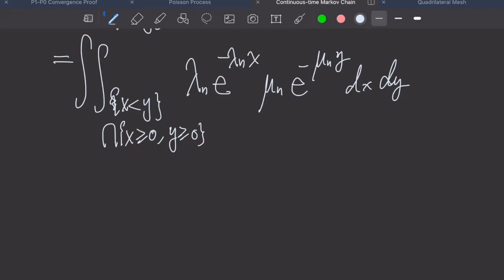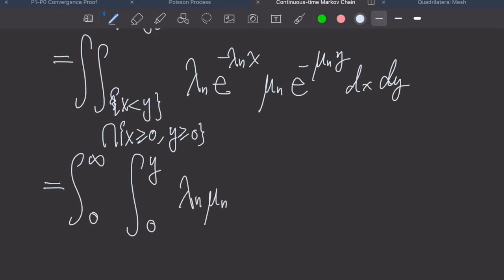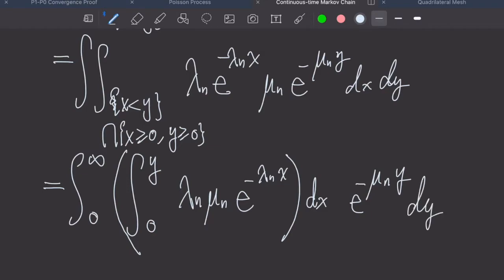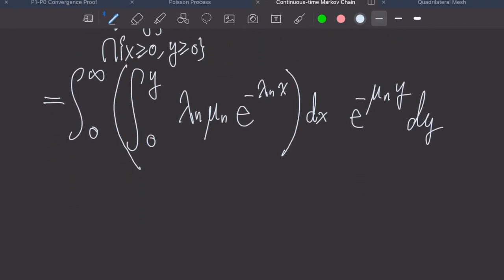Now this integral can be rewritten as an iterated integral. For example, y is from 0 to infinity, and because x is less than y, x is from 0 to y, and this is lambda n times mu n, and this is e to the minus lambda x. Because the inner integral is about dx, we can pull out this e to the minus mu y, and this is dy. Here I'll give you the answer. Once we've integrated this iterated integral, we reach lambda n divided by lambda n plus mu n.